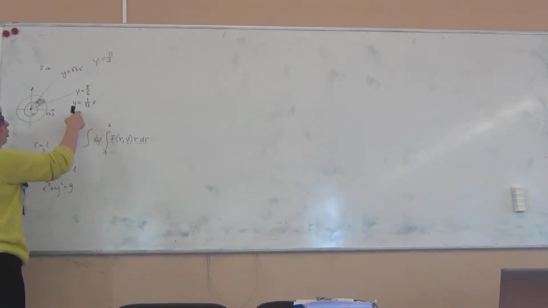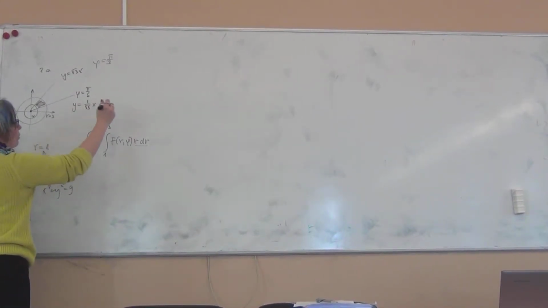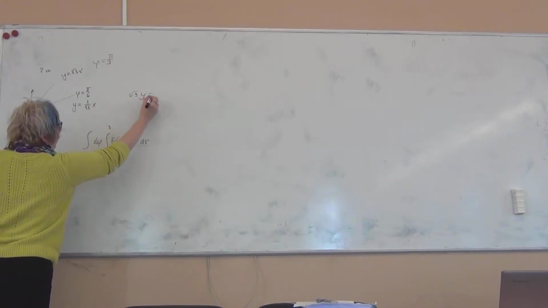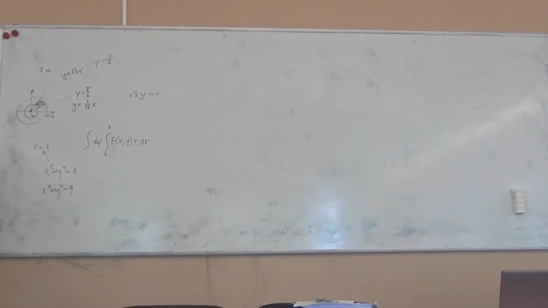Similarly, the equation of this line originally was square root of 3y equals x. Well, there was an inequality, but to see the line itself, we need the equation.